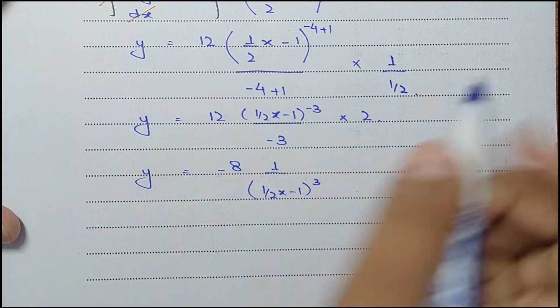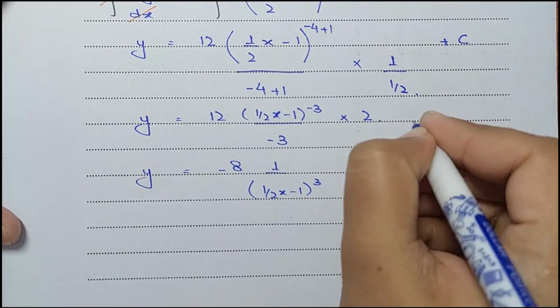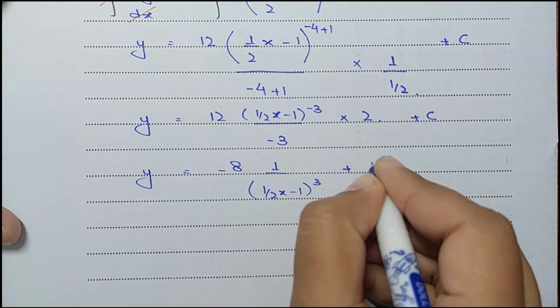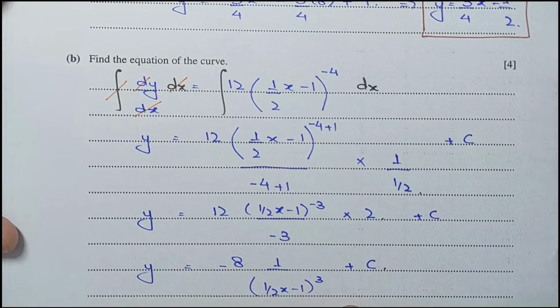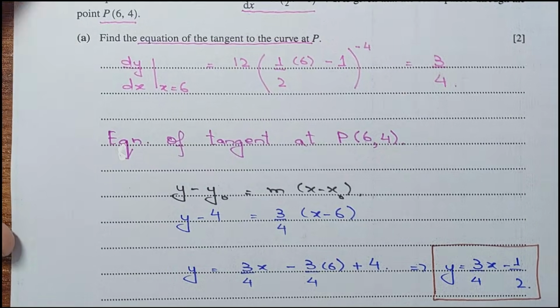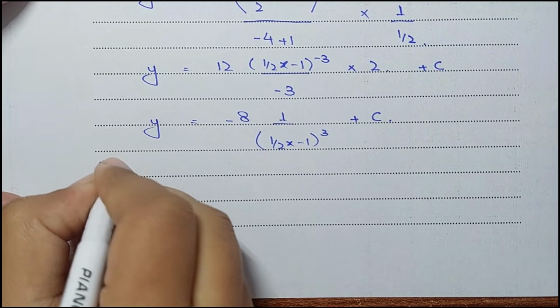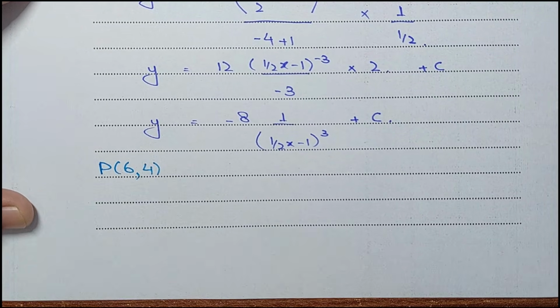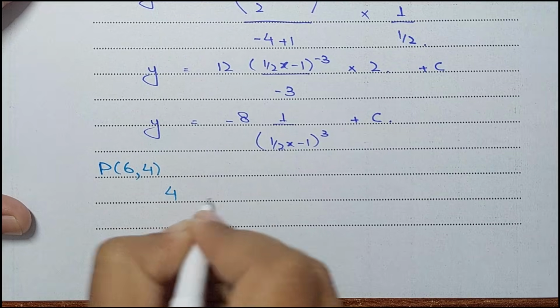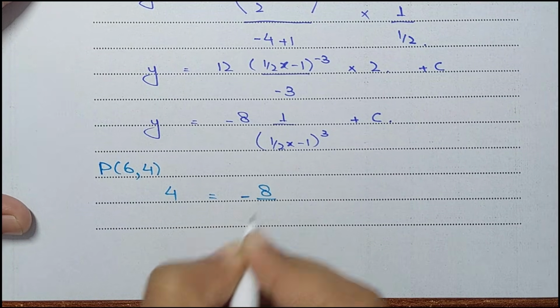Wait, I did integration, so there is a constant of integration as well. I forgot to put it because this is an indefinite integral, right? Now to get the c value, use the point P, which is (6, 4). The point P lies on the curve, so it must satisfy the curve. The y coordinate is 4 and the x coordinate is 6.